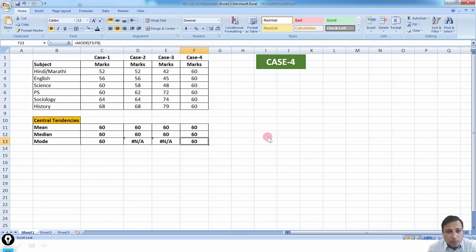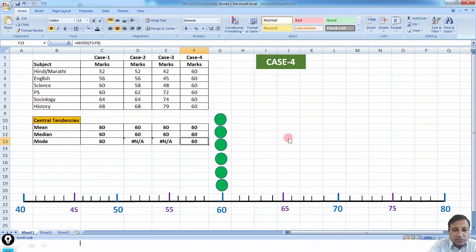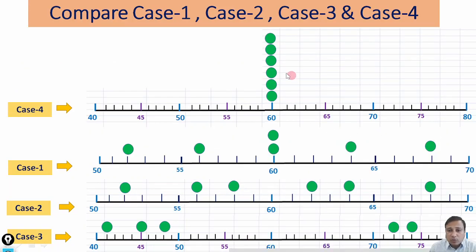Fine. Now if I compare all these 4 cases, how is the distribution here? He has got 60 marks in each subject, so here is the mean, here is the median and here is the mode itself. In all these 4 cases my mean and median are the same, and mode is also the same in these 2 cases. Fine. So this is the way that we interpret mean, median and mode. So it was a very small data set.